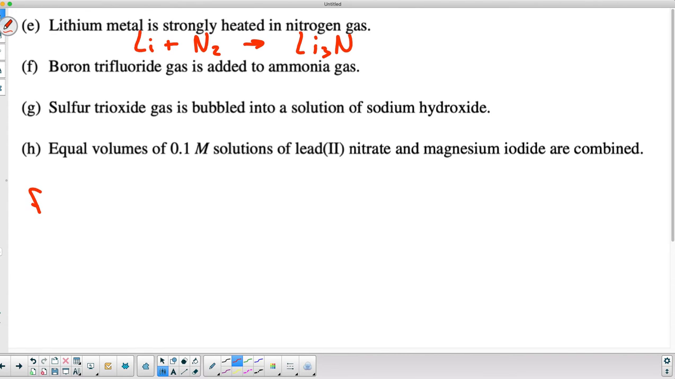So let's take a look at F. F is a combination of boron trifluoride, and I noticed from the trifluoride that what I have here is a covalent compound, and that's important. And then ammonia gas. Now, like water, we should all be familiar with ammonia as NH3 because it's a simple formula and it comes up pretty often.